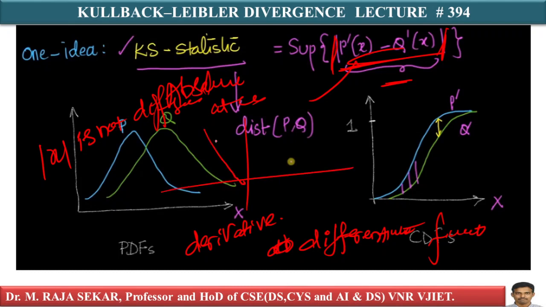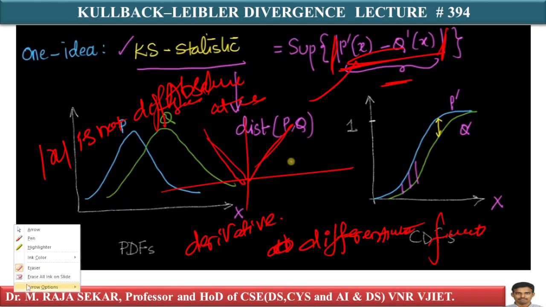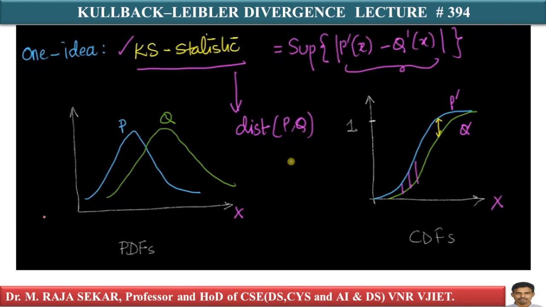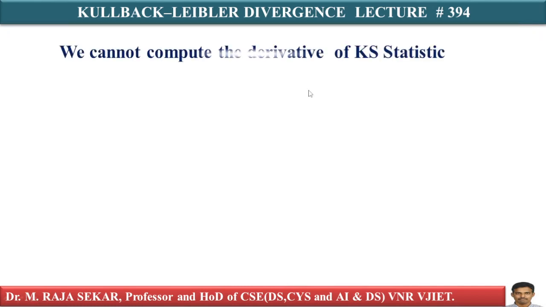You can see this graph like this, mod x. It is not differentiable. We have a problem with the absolute value function. We have a problem with mod x. How do you differentiate supremum? You can't differentiate supremum. One of the problems with K statistics, while it behaves like a distance between PDFs, is that we cannot compute derivatives. That's the biggest problem. We cannot compute the derivatives of K statistics.